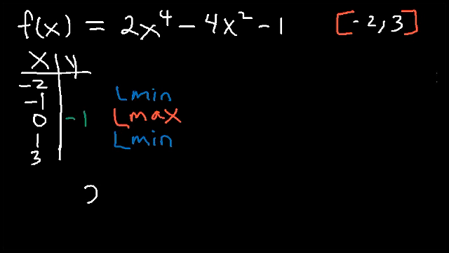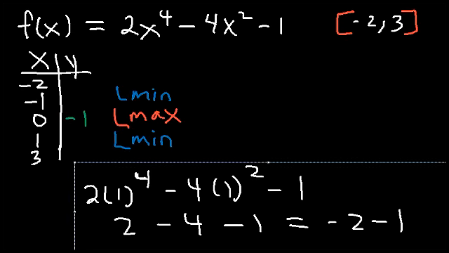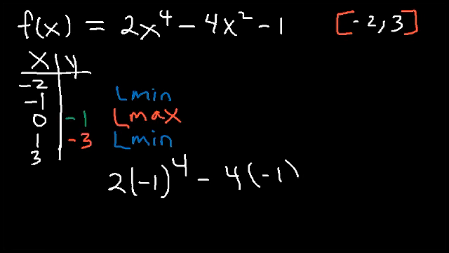If we plug in 0 into the function, the y value is going to be -1. If we plug in 1, it's 2 times 1 to the fourth minus 4 times 1 squared minus 1. So that's 2 minus 4 minus 1. 2 minus 4 is -2, minus 1, that's equal to -3. If we plug in -1, notice that we'll get the same answer. This is going to be 2. -1 squared is 1, so this is -4. And so overall, it's still going to be -3.